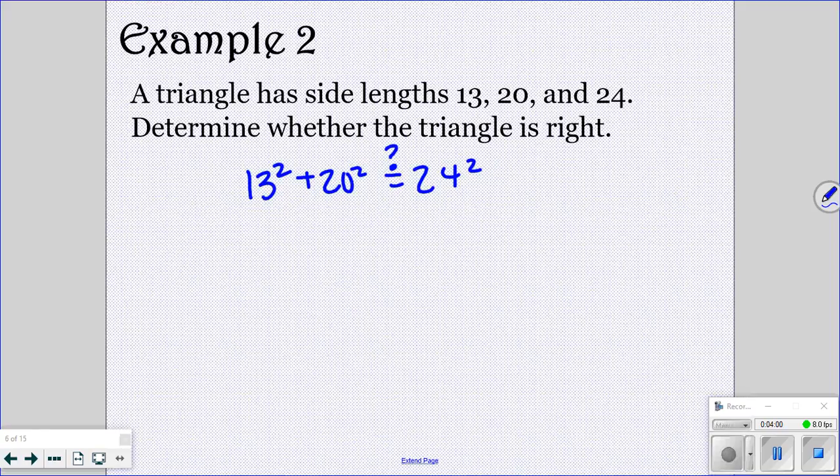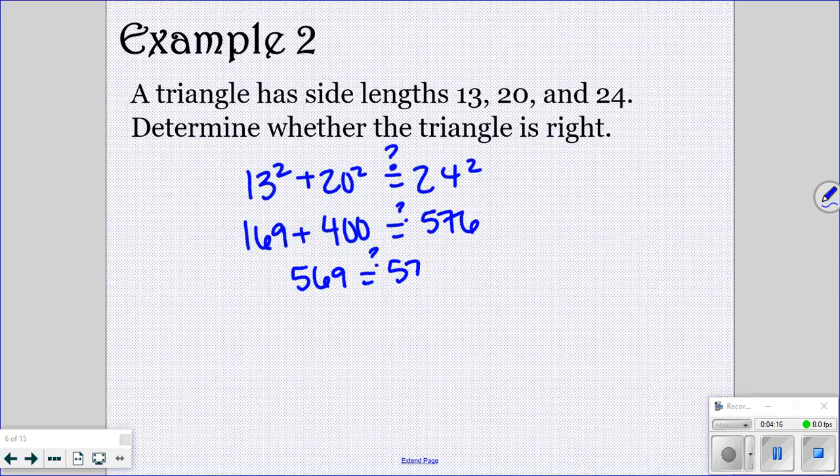So 13 squared is 169. 20 squared is 400. And then 24 squared is 576. And so over here I get 569. Does that equal 576? No. So it is not a right triangle. That's all you have to do for the converse of the Pythagorean theorem.